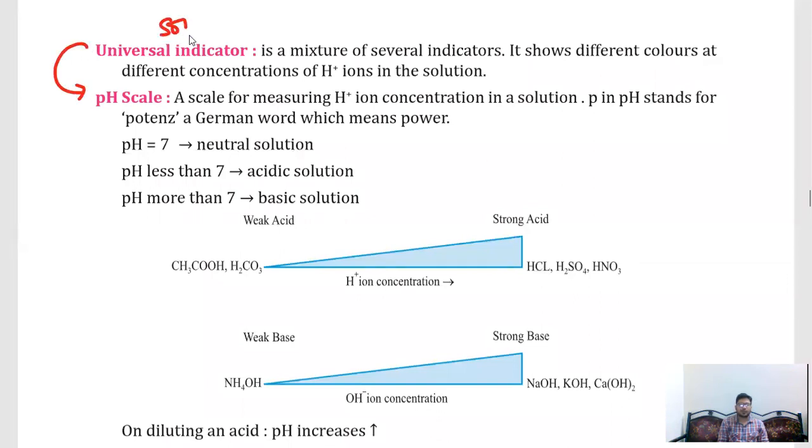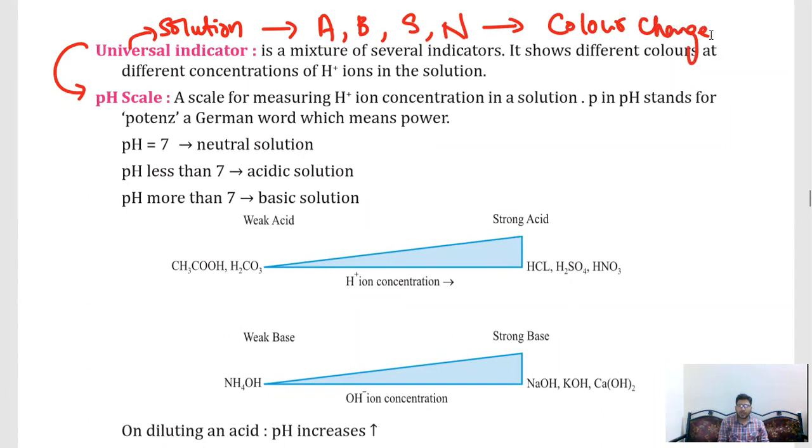Universal indicator is a solution type. That universal indicator can be added to a solution, maybe an acidic solution, base solution, salt solution, or neutral solution. This universal indicator is a solution which we can add to different types of solutions like acidic, basic, salt and neutral. You can observe a color change. And what colors can be observed using this pH scale?